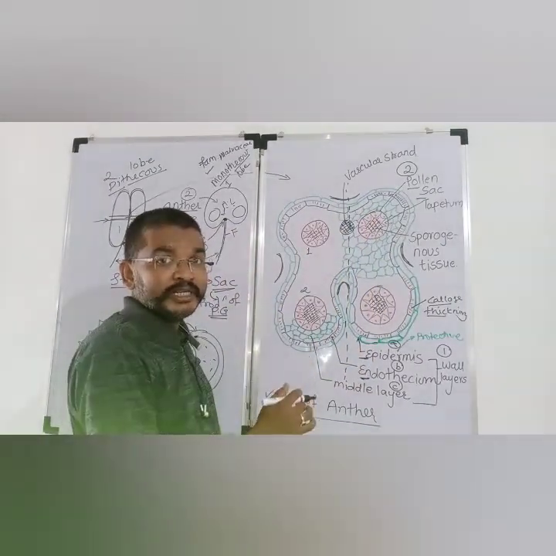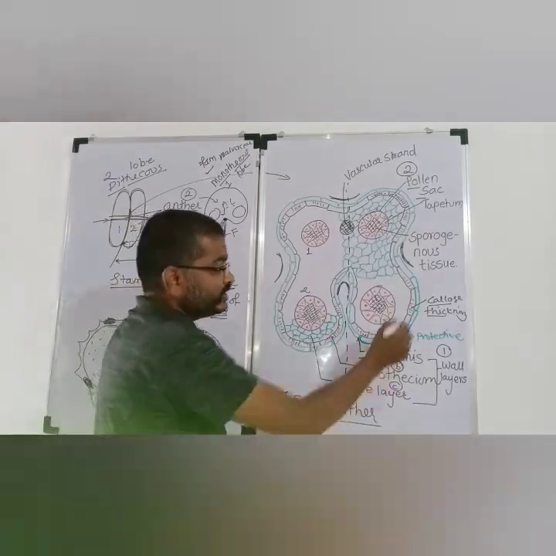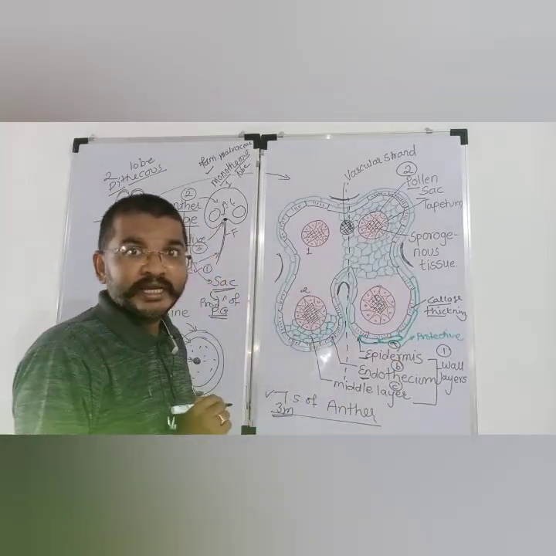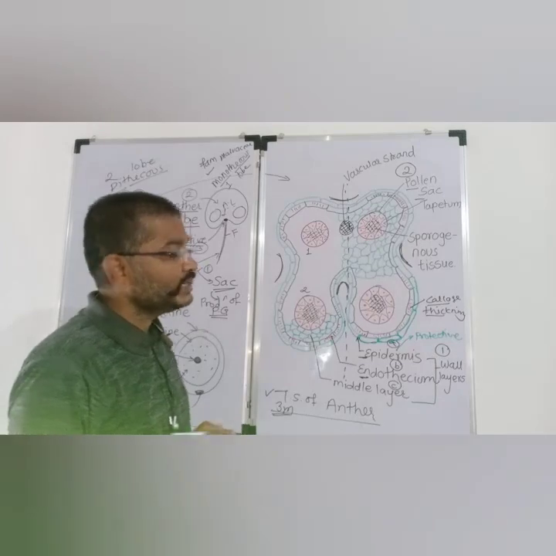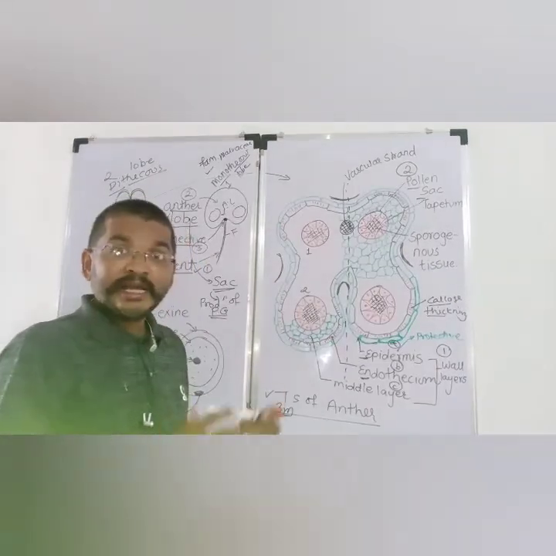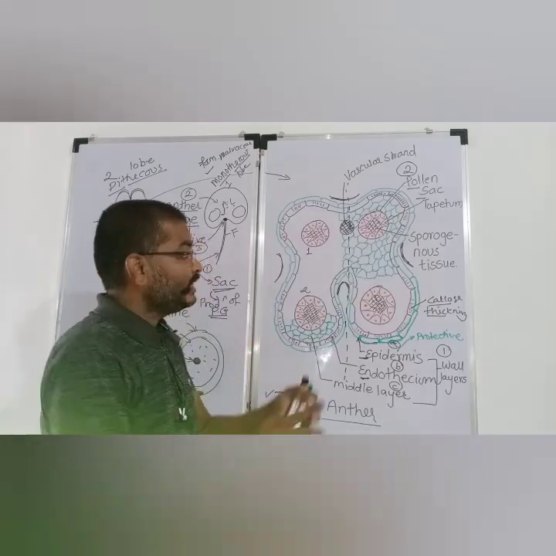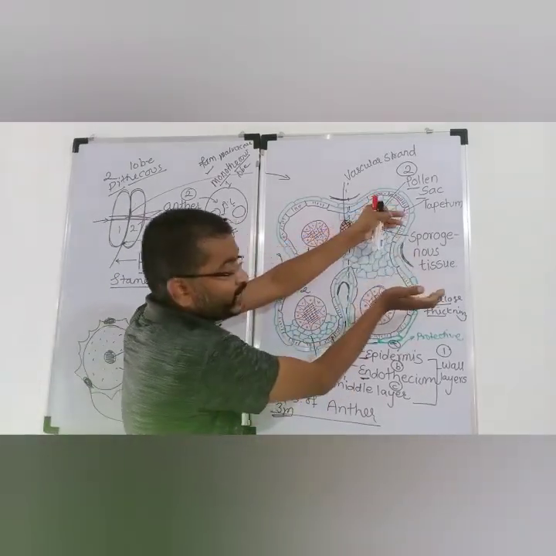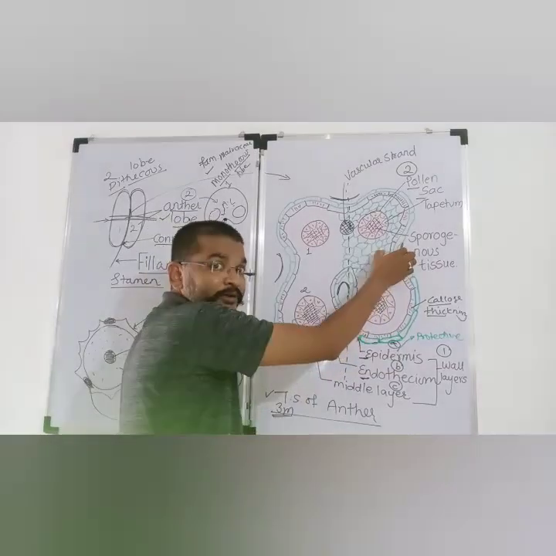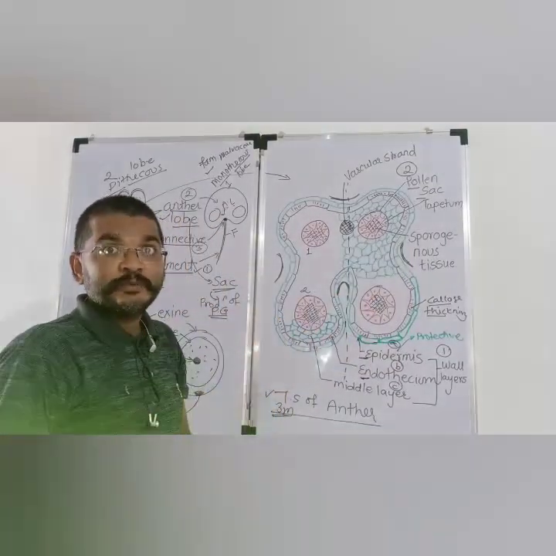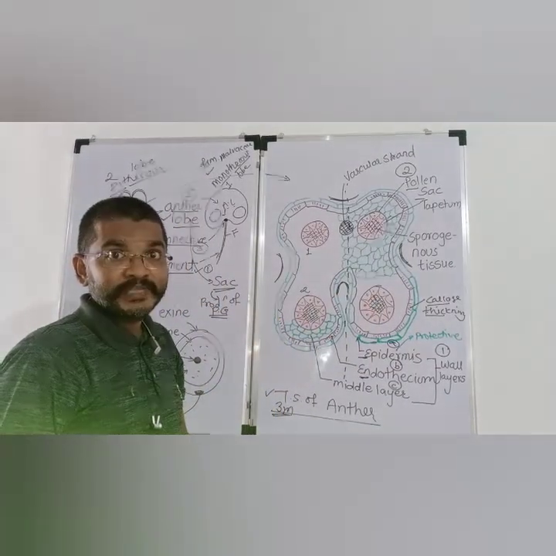Now this callose thickening and hygroscopic nature of these endothecial cells, they help in the dehiscence of anther at the time of maturity. When the anther is going to mature, at that time after completion of maturity, the anther is going to burst open through this point. From here what is going to happen? It is going to burst to disperse its pollen grains in the surrounding environment.